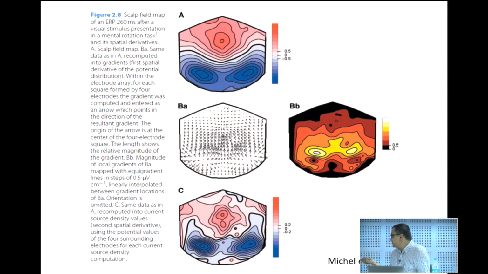Anyway, we are still in the ERP domain here. Connectivity, we will cover later on. So this is a nice way of describing the current source density, and I think it has good potential, but for some reason it is not used as frequently as I think it should be.